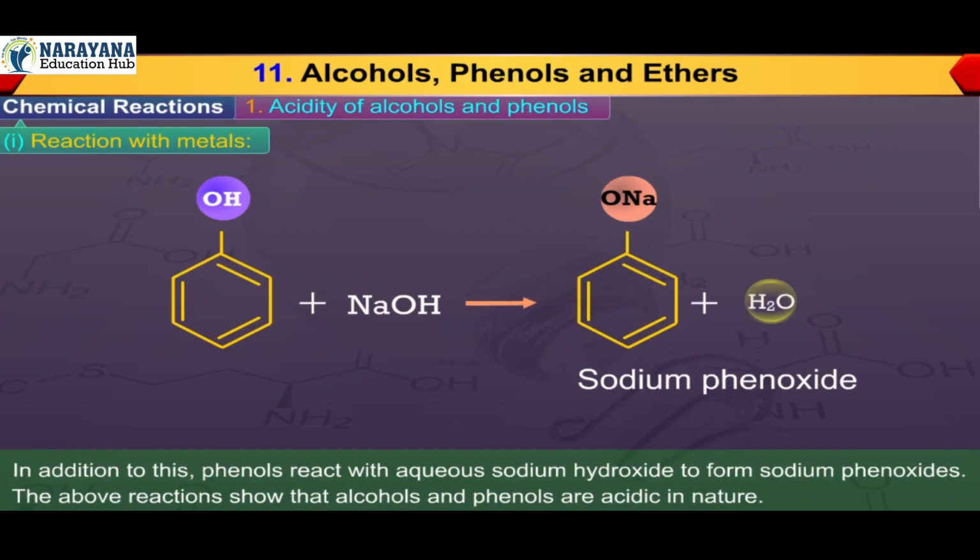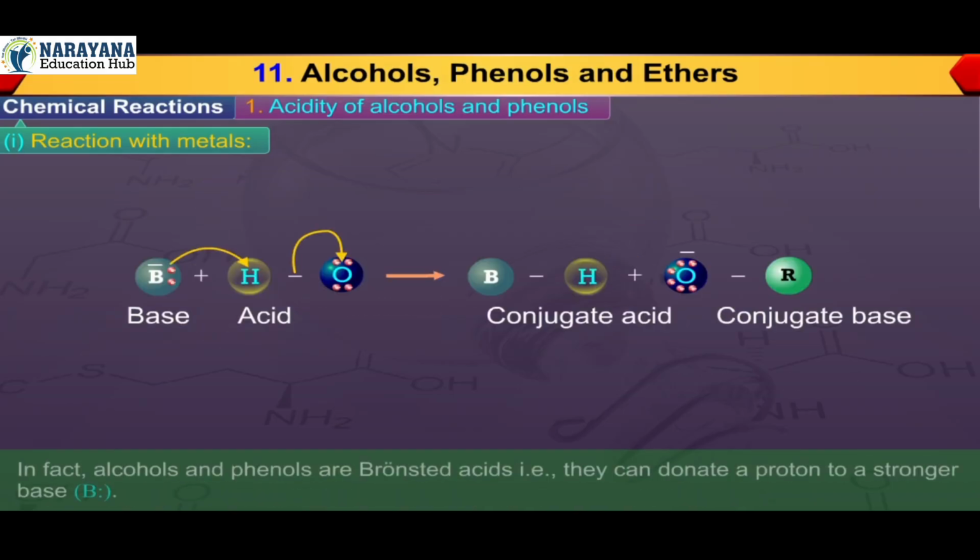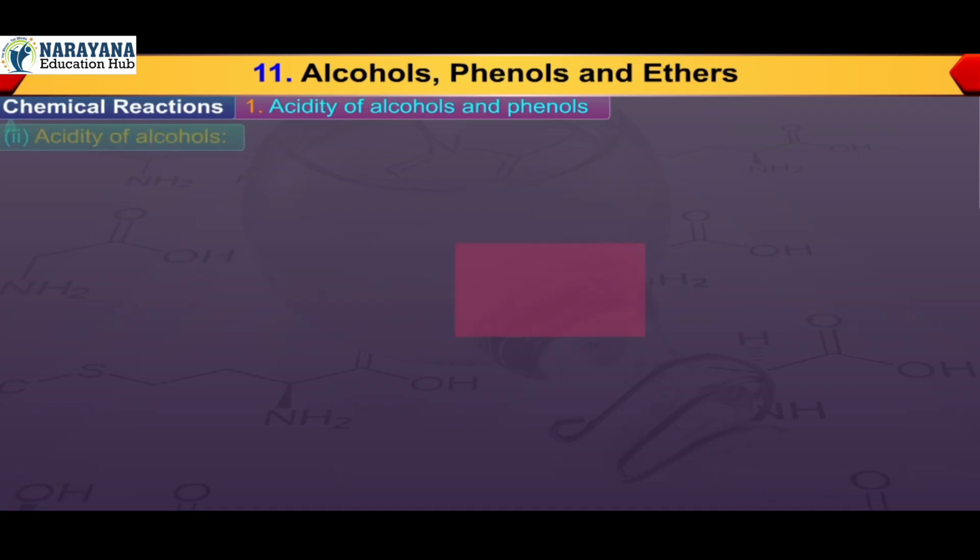The above reactions show that alcohols and phenols are acidic in nature. In fact, alcohols and phenols are Bronsted acids, that is, they can donate a proton to a stronger base. B minus base plus HOR acid gives BH conjugate acid plus OR minus conjugate base.